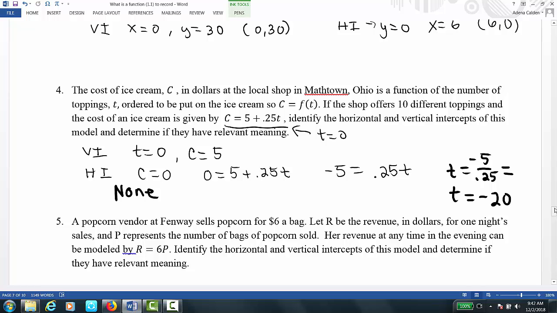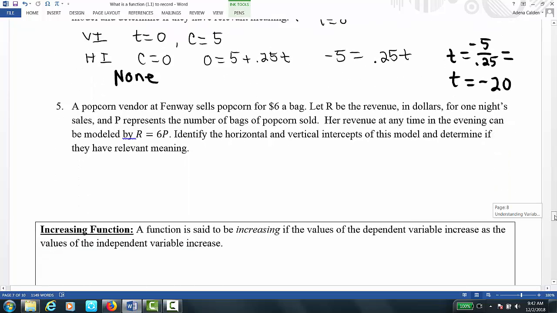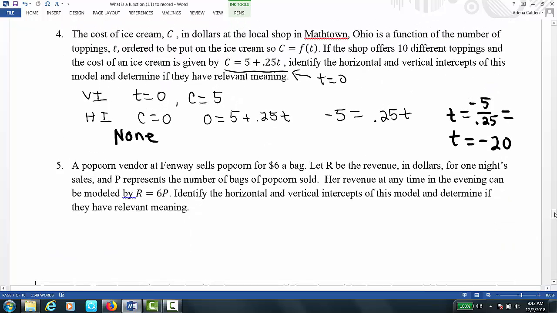So our popcorn vendor at Fenway sells popcorn for $6 a bag. Let R be the revenue in dollars for one night sales, and P represents the number of bags of popcorn sold. Her revenue at any time in the evening can be modeled by R equals 6P. Identify the horizontal and vertical intercepts of this model and determine if they have relevant meaning.